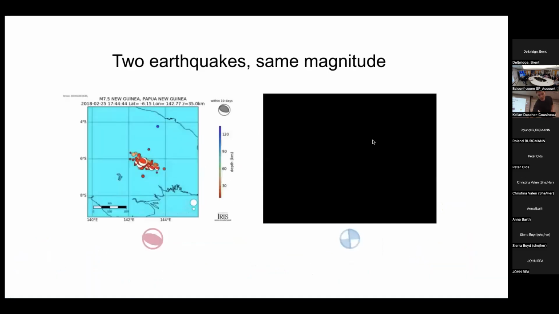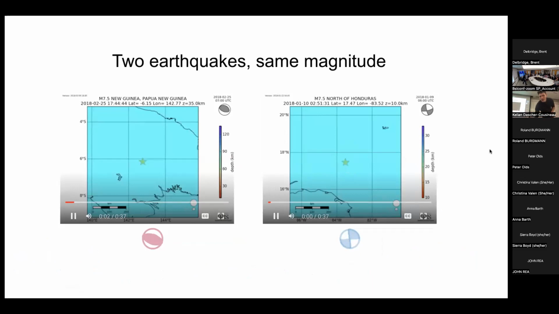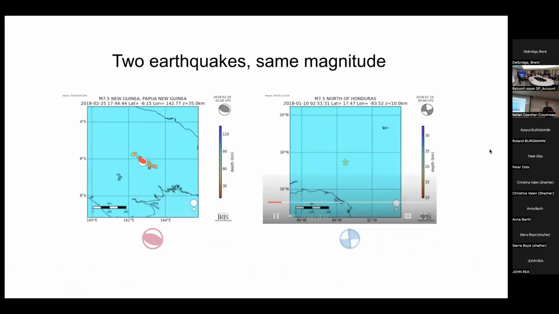So I'm just going to dive straight into two earthquake sequences that happened pretty early during my PhD. I thought they were really remarkable earthquake sequences in the way that they're so darn different. These are two magnitude 7.5 earthquakes, one in Papua New Guinea and the other in North Honduras, one a thrust fault, one a strike slip fault. I'll note that these earthquake sequences are remarkably different. The Honduras sequence turns off almost right away: magnitude 7.5 earthquake, almost no aftershocks.